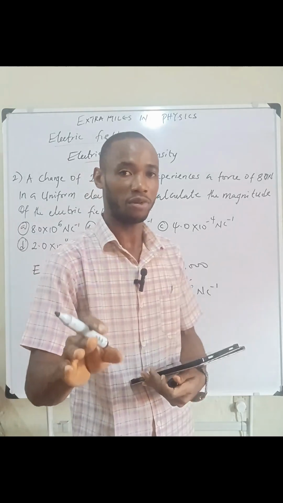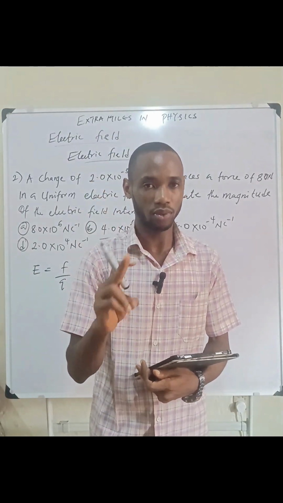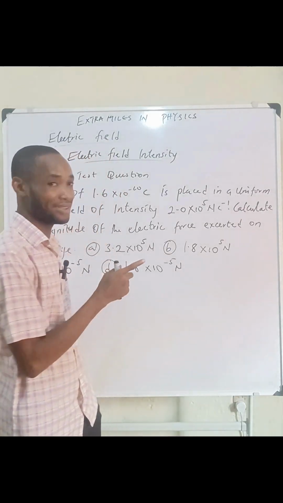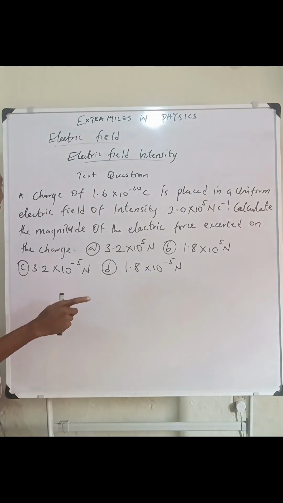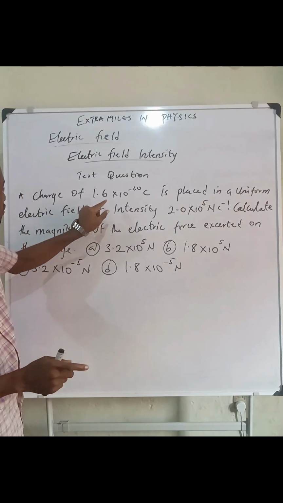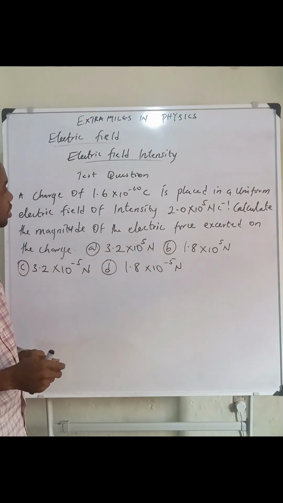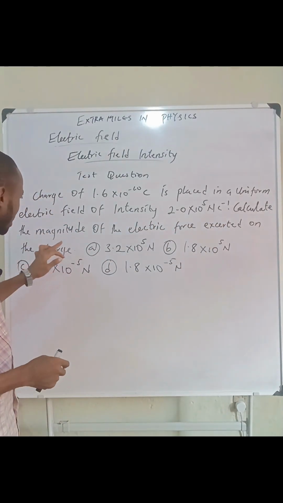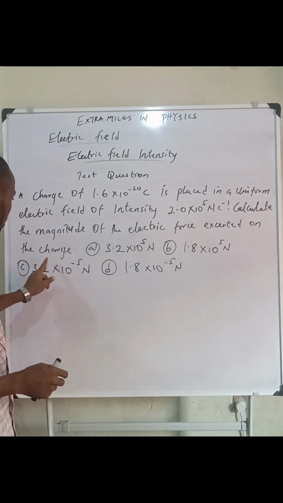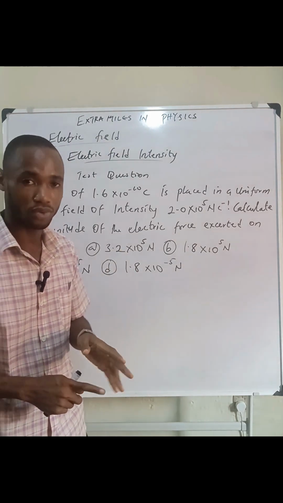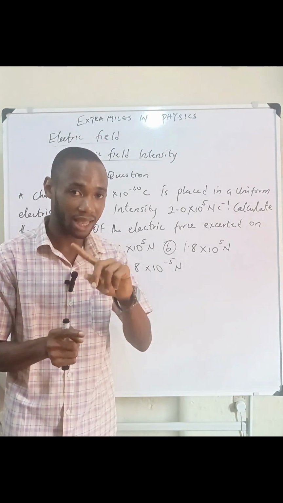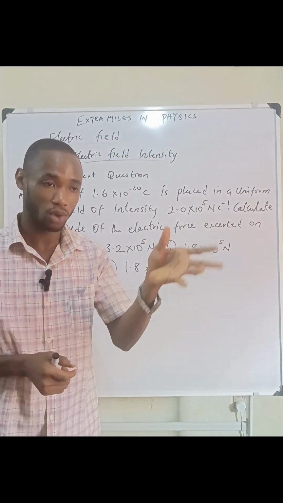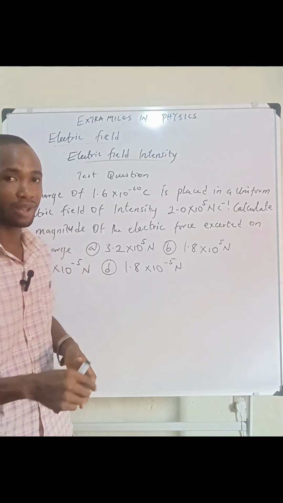So I'll give you one that you do for me before we quickly get to electric potential. Drop the answer in the comment section below. This is the one you'll be doing for me. This is not hard, so please don't run. In this question, they said a charge of 1.6 times 10 raised to power minus 10 coulomb is placed in a uniform electric field of intensity. Calculate the magnitude of the electric force exerted on the charge. Here what you are looking for is electric force and not electric field intensity. So go through it, bring out your parameters, know the formula to use, solve, and drop your answer in the comment section. I'll surely come to confirm.